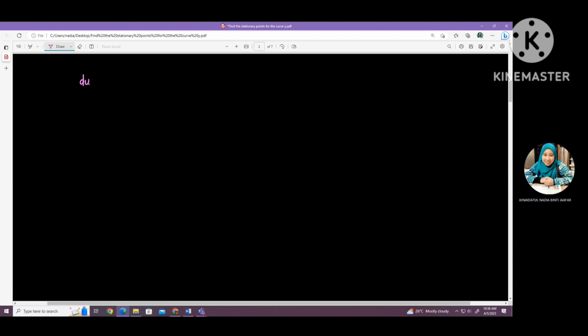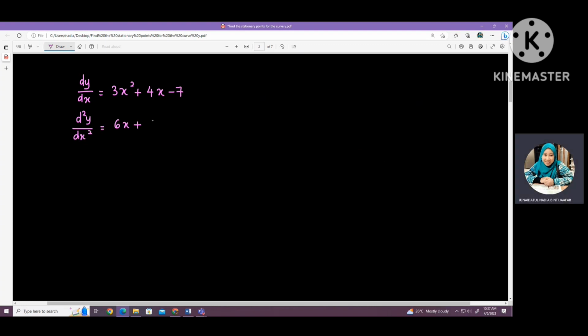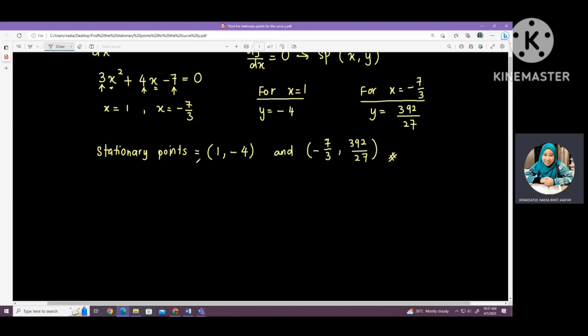dy/dx is equal to 3x squared plus 4x minus 7. So the second derivative, d squared y over dx squared, is equal to 6x plus 4. Then we do one by one for each of the stationary points. So first we do for the first stationary point, which is (1, negative 4).